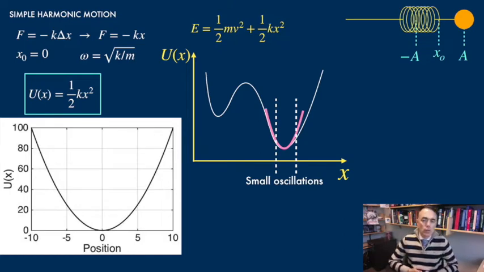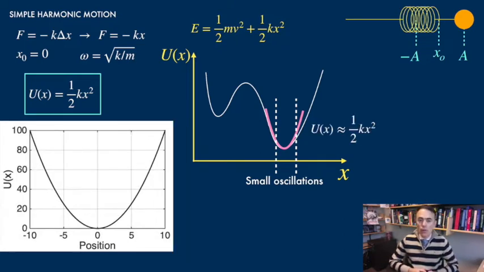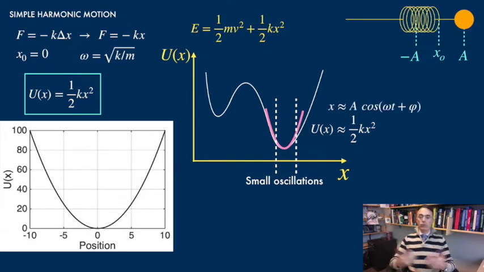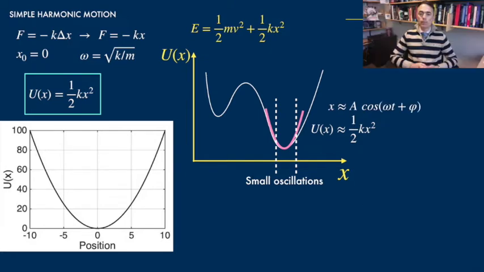For small oscillations about the potential well, the curve can be approximated by a parabola. Then we can use the results of the simple harmonic motion. This is part of the appeal and power of this kind of motion.